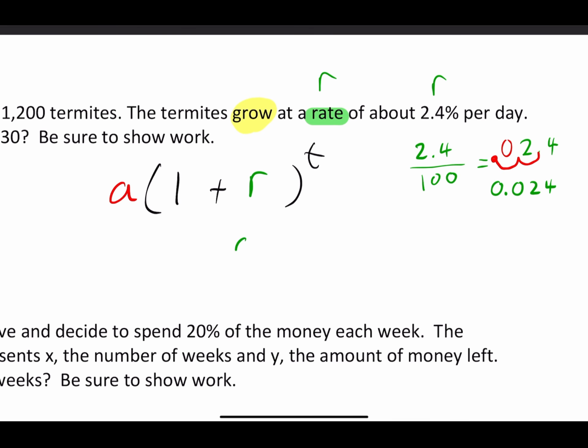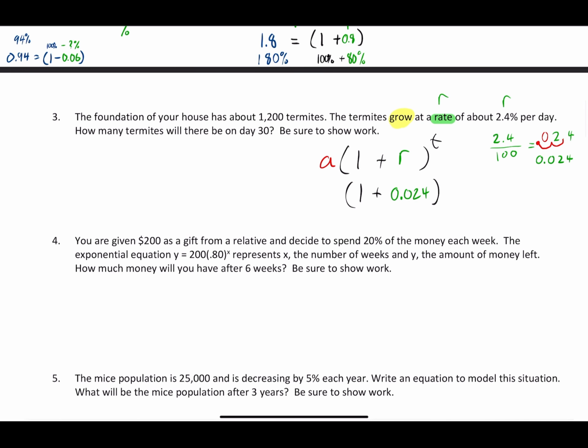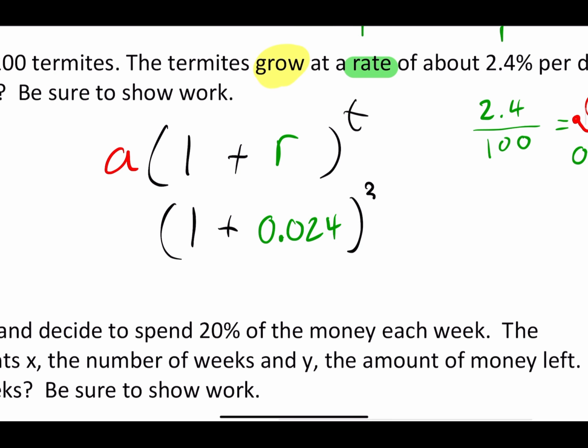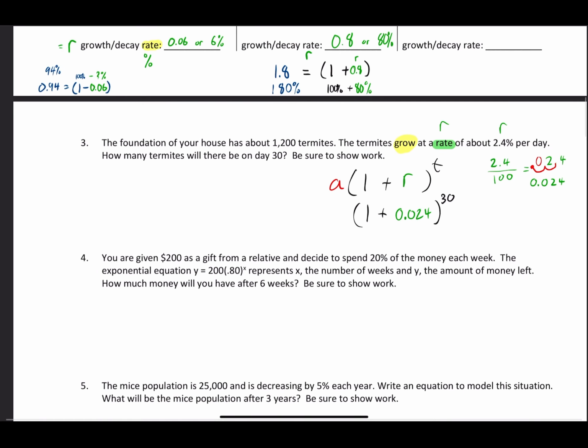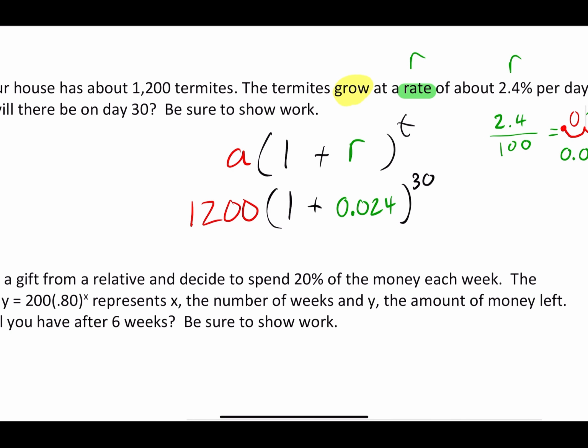We might as well plug that in, 0.024, 2.4%. We have 1 plus this because it's growth. Let's see if we got anything else. How many termites will there be on day 30? Well, since this rate is 2.4% per day, we're allowed to plug in 30 days passed, so to the power of 30. And then we have an initial value. The foundation of the house has about 1,200 termites. There's our initial value, 1,200 termites to begin with.